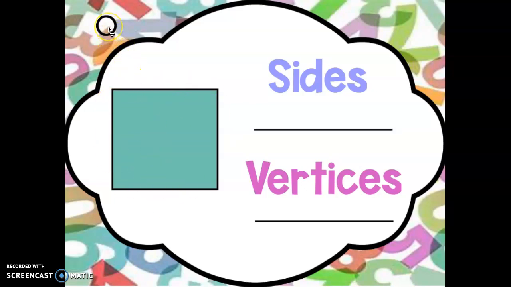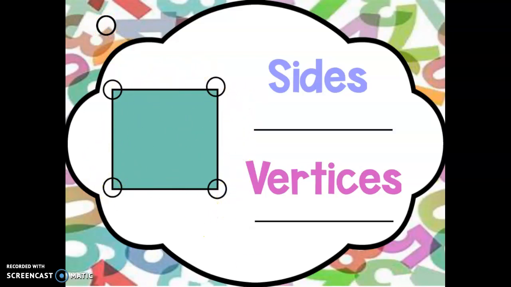So let's count how many vertices this square has, okay? And I'm gonna use little circles to mark them. 1. Do you guys see another vertice? Very good. Here's another one. Oopsie. 2. Do you guys see another one? Show me. Very good. Does it have another one? Very good.